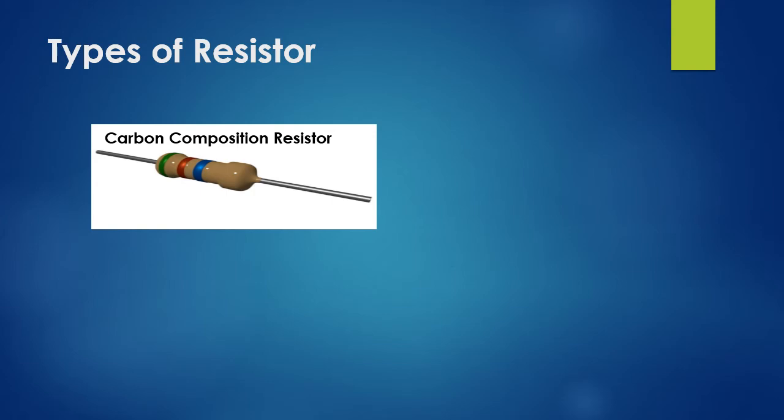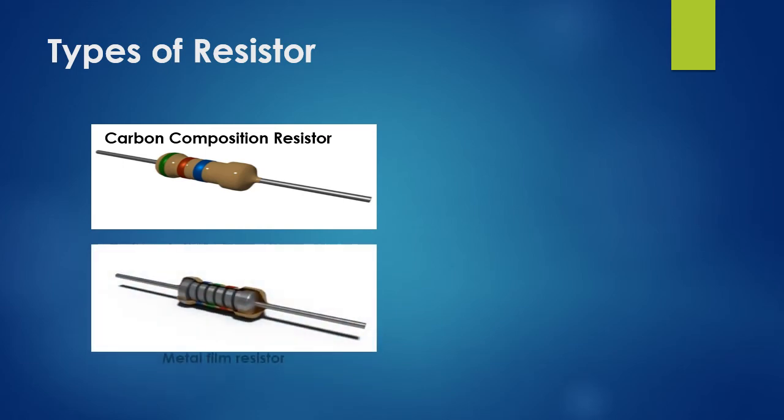Now we will go to the next type. The next type is the metal film resistor. This resistor is made up of a thin film of conductive material such as carbon or metal on an insulating core. They are suitable for high grade applications.